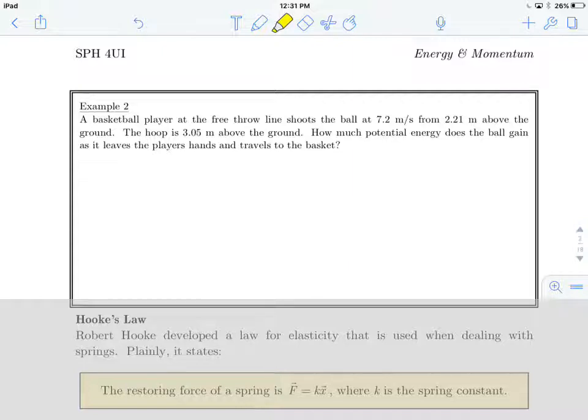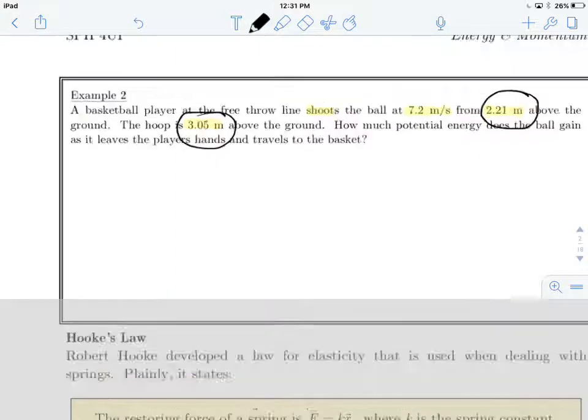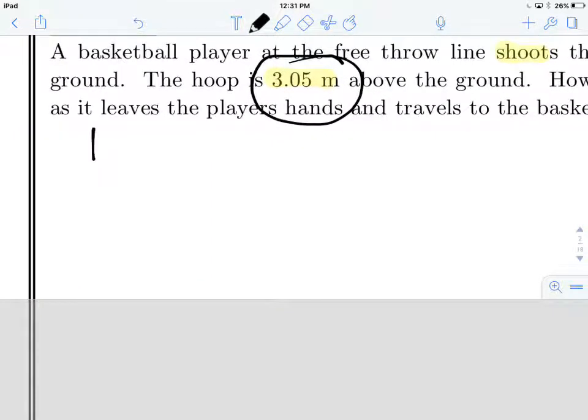A basketball player at the free throw line shoots the ball at 7.2 meters per second from 2.21 meters above the ground. The hoop is 3.05 meters above the ground. How much potential energy does the ball gain as it leaves the player's hand going from 2.21 and travels to the basket, which is 3.05? Okay, so we start with our initial position.